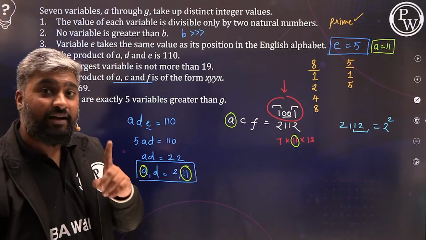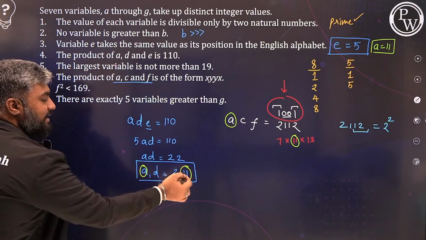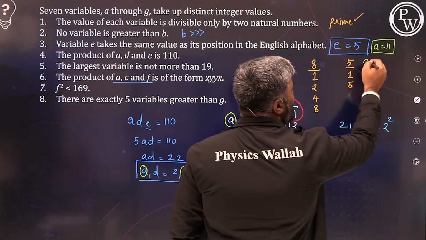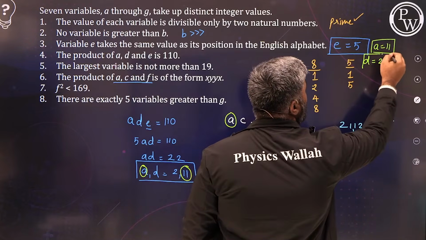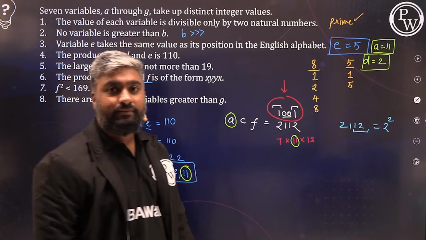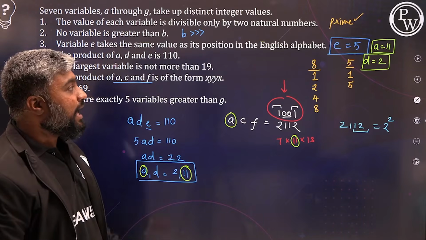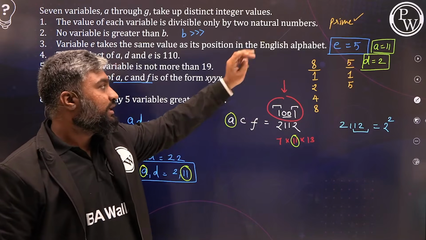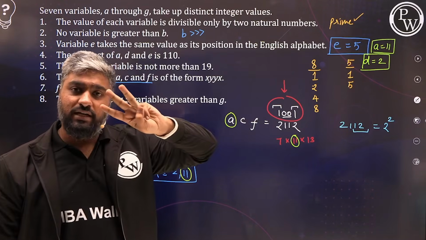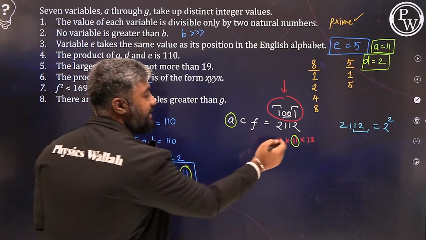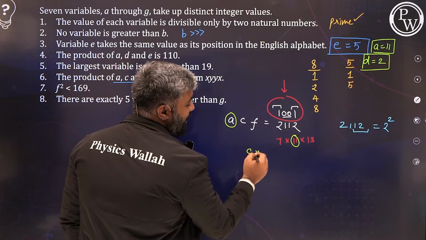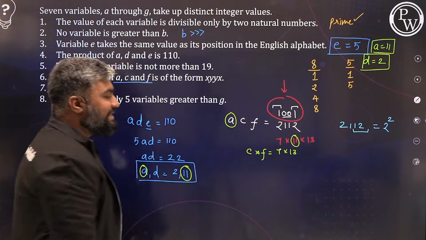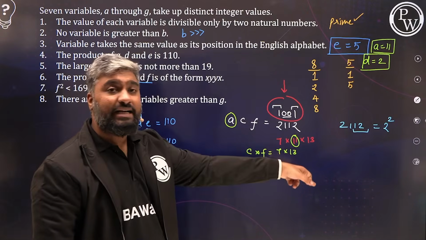If A is 11, automatically what happens? Then D has to be what? 2. Done? Yes, D has to be 2. So this part is done and dusted. Are you getting this? What have we found so far? The value of A is 11, D is 2, E is 5. Three values we are sure of. And automatically C times F is 7 times 13. Correct?